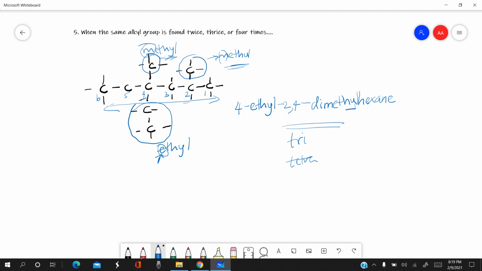Another important thing to remember is that in IUPAC nomenclature, a number and a word are separated by a hyphen, and two numbers are separated by a comma, and the words are not separated. It's written continuously, there is not even a space.